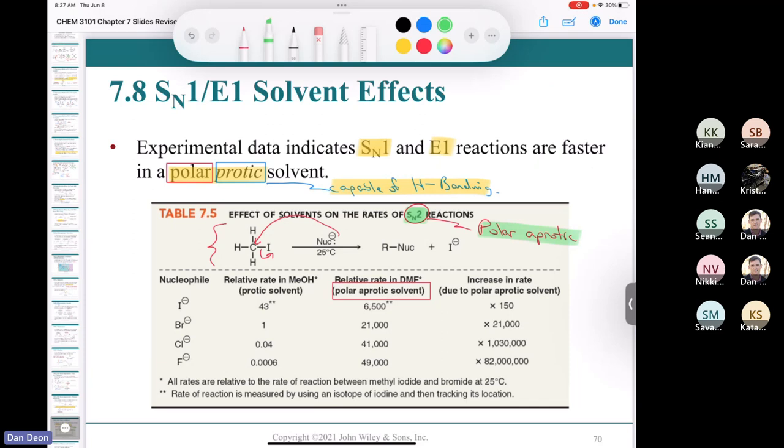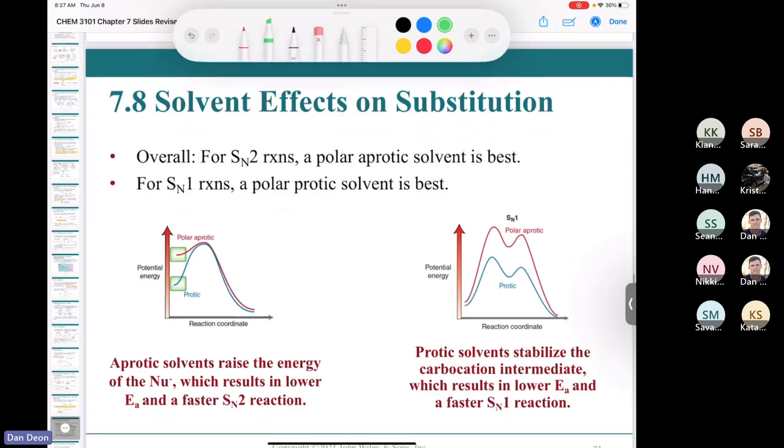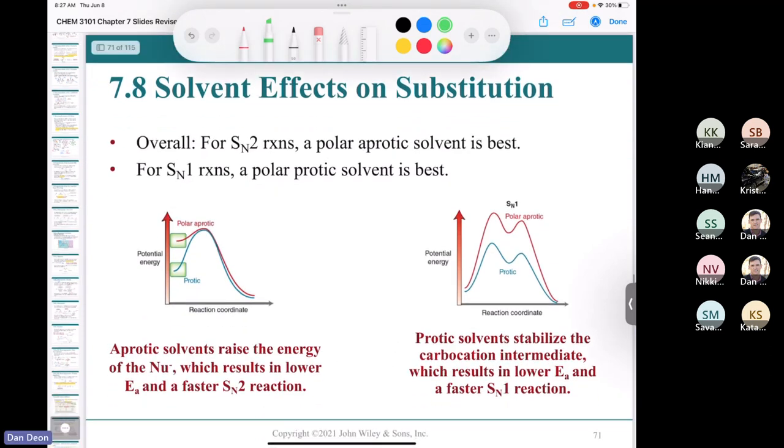And if it's polar and can hydrogen bond, it's protic. Done. All right. So again, this is just rehashing what I just wrote on the previous slide. For an SN2, we use a polar aprotic solvent. And for an SN1, okay, we use a polar protic solvent. And you can see how it affects the reaction, right?